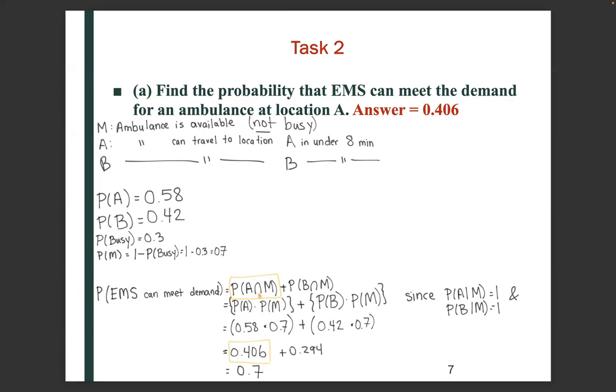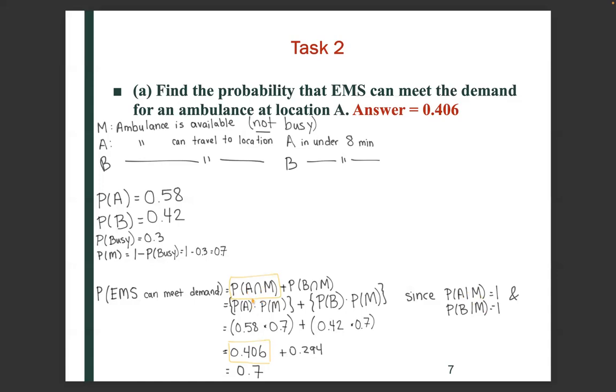So the probability that the ambulance can travel to location A, given that it's available, is equal to 1. So it obviously has to be available in order for it to travel to A. And likewise for B, but we can get into that later. Right now, we're only interested in this first situation.